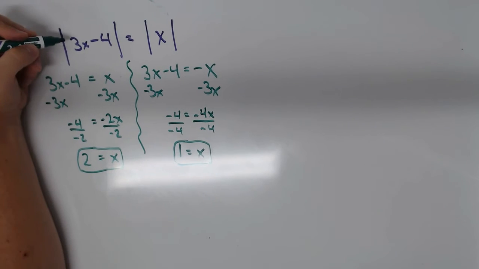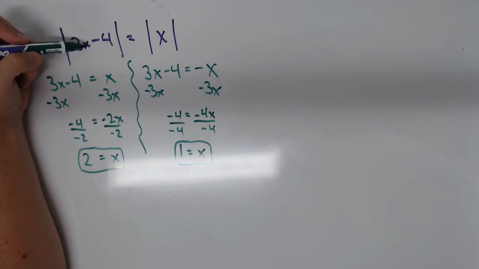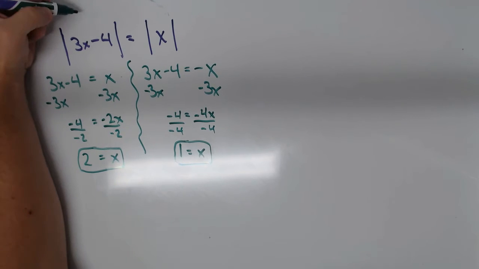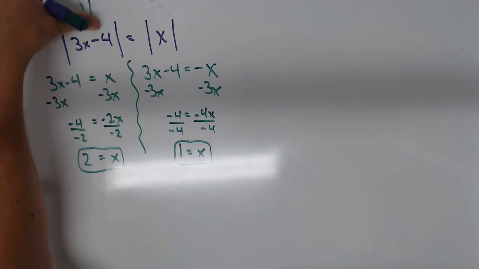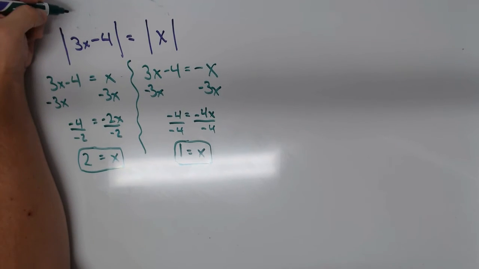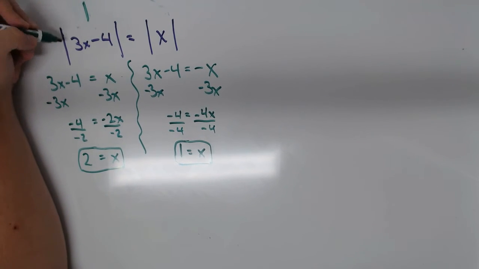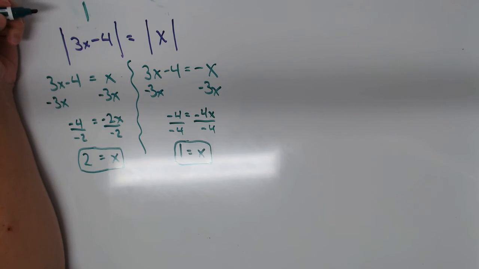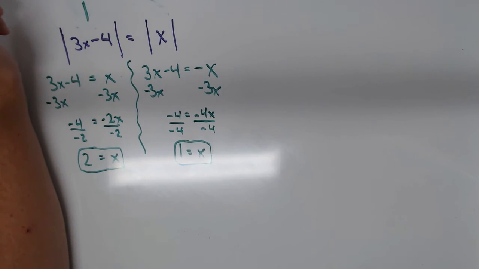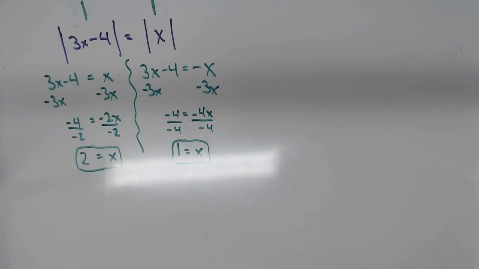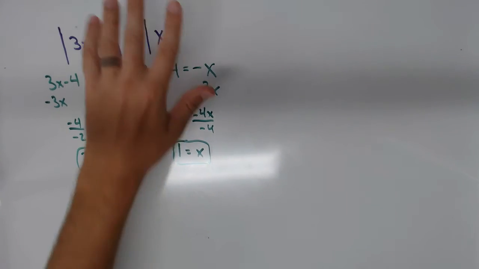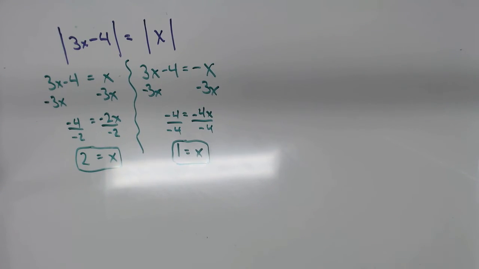Plug 1 in. 3 times 1 is 3. Minus 4 is negative 1. But that negative 1 is in an absolute value. Turns that negative 1 into a positive 1. Please notice, guys, that I never actually use the absolute value to make things positive until I'm done simplifying everything. If you do it too early, it's actually an incorrect step. So that second number works as well. Good for us.